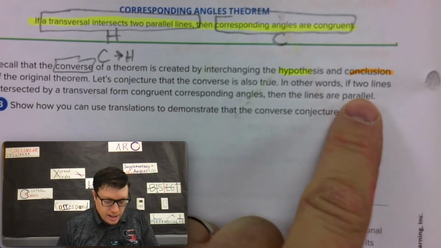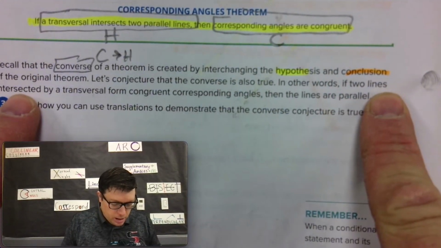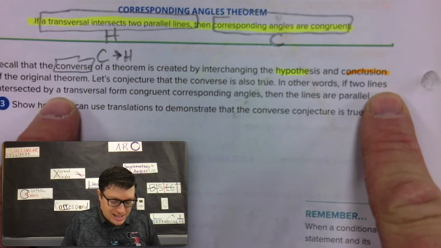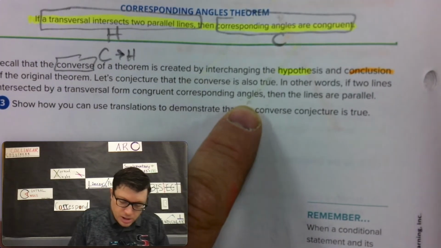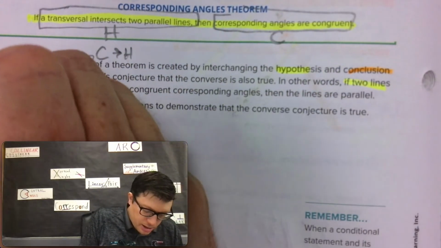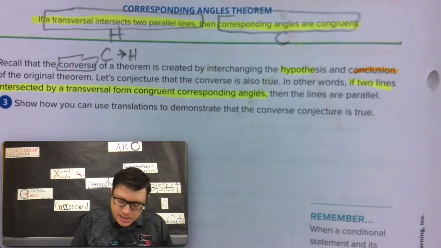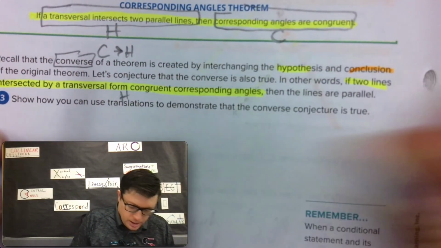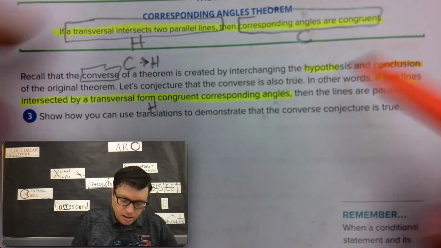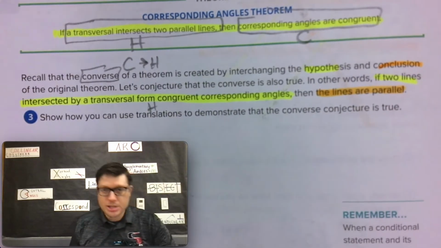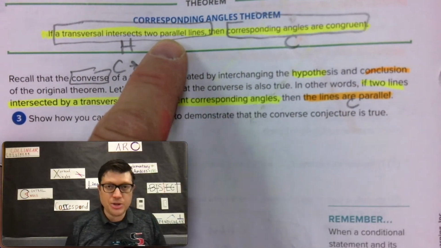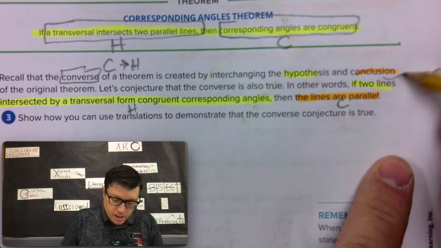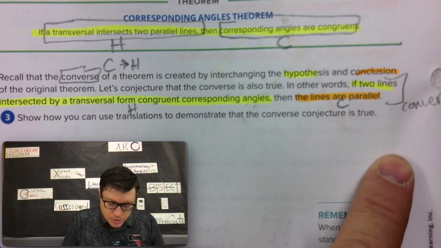In other words, if two parallel lines intersected by a transversal form congruent corresponding angles, this right here was the conclusion, but now it's the hypothesis. Then the lines are parallel. That part that follows is now the conclusion. It was the hypothesis before, but in the converse, we switch them.